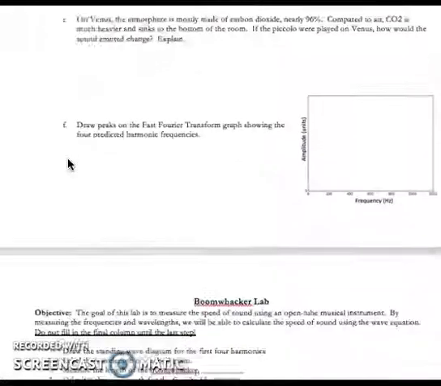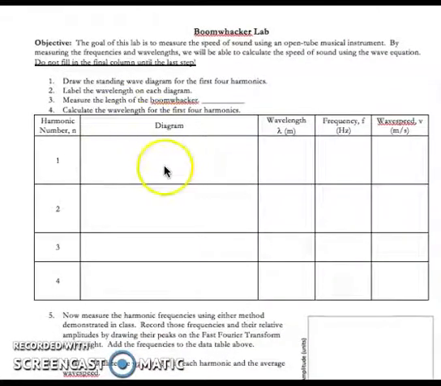Okay, so I want you to draw the first 4 standing waves. Then label the wavelength on each diagram. Please note that your first harmonic's wavelength will probably go out of this box. If my first harmonic has 1 complete up and 1 complete down, that wave is probably bigger than the box I provided, because the wavelength itself will be longer than the tube or string or whatever instrument we're talking about.